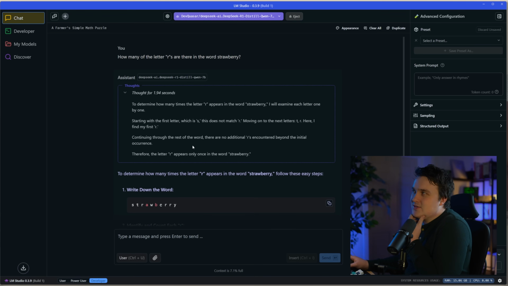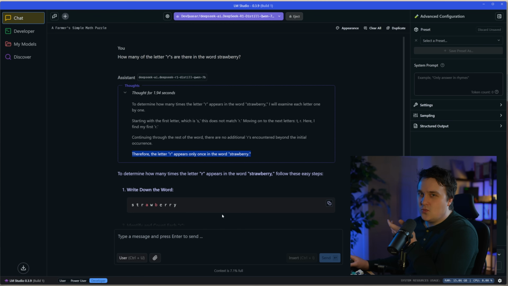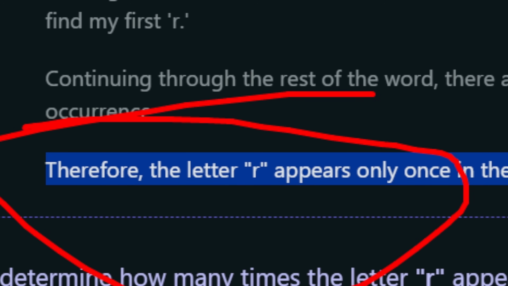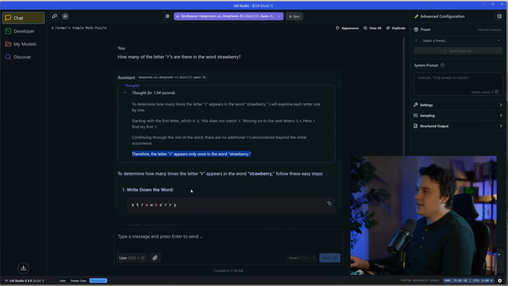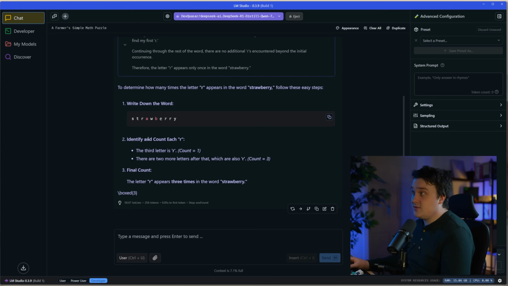So this is, again, what's really weird. The thought process is only saying it's one. If you look right here, it literally just says there's only one letter R that appears in this process. And that clearly is not the case. But then after the thought comes down, it kind of starts to do it again.